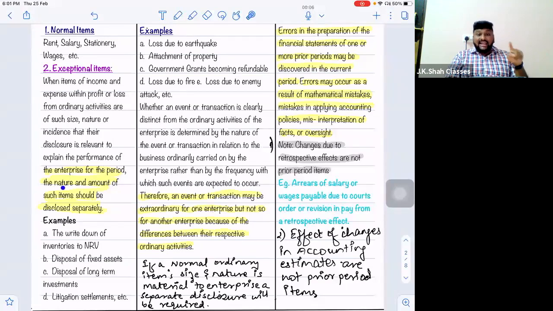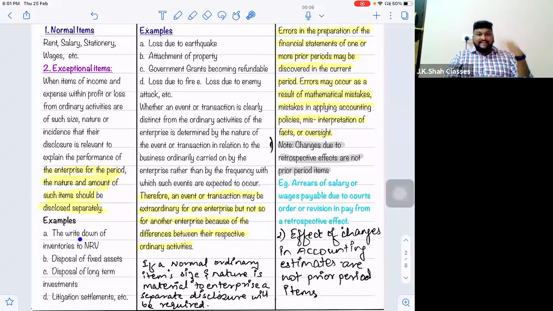The nature and amount of such items should be disclosed separately. So you technically have to give a separate disclosure, a separate presentation for all the exceptional items. And these exceptional items are ordinary in nature, but their size and nature or their happening is very much material for the enterprise, which can change the decision making of the enterprise. I have written a few examples over here.